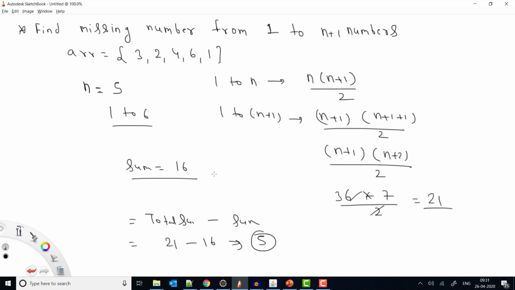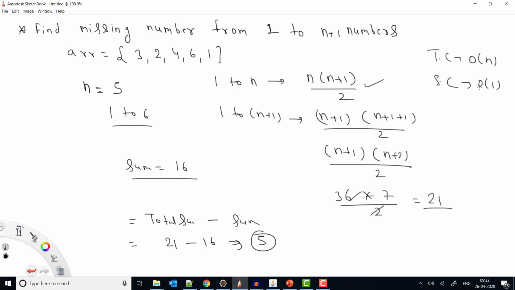Now if you solve using this, what will be the time complexity? Because this is a formula, we can get it in big O of 1. The sum we are calculating needs to be computed one by one as we keep adding the values, so the time complexity will be big O of n because I need to iterate over all n elements. What will the space complexity be? I am not using any extra space, just some constant variables, so it will be big O of 1. So this is the one solution.